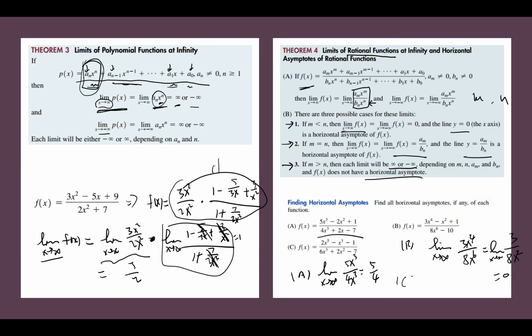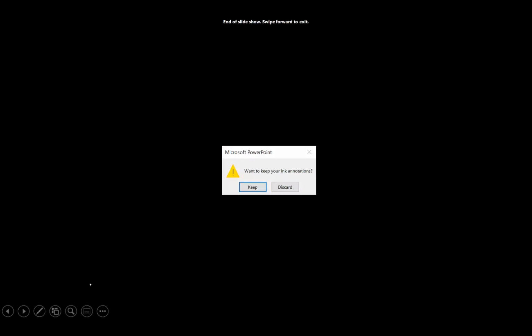So for the third case, now we have here 2x to the fifth and 6x cubed. Just simplify a bit. So this is x squared over 3. Right, so what happens now when x goes to infinity? This will become infinity, so the limit does not exist, or the horizontal asymptote does not exist. Right, so that's just for the rational functions.